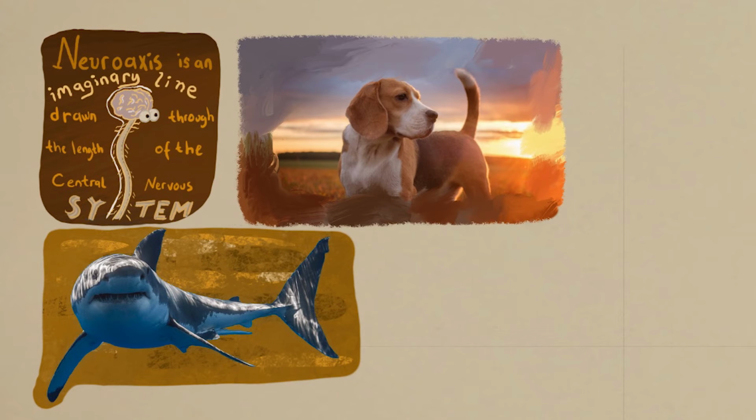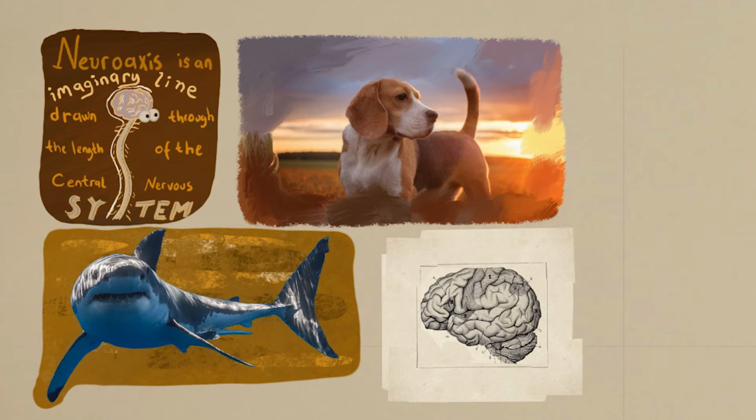Neuroaxis is an imaginary line drawn through the length of the central nervous system. We must think of a dog or a shark when we learn neuroaxis. Because a dog's neuroaxis is straight, it is a line that starts between her eyes and runs down the length of her spinal cord. Simple. Humans are being weird by standing upright. Let's learn the directions first and get to the humans afterward.